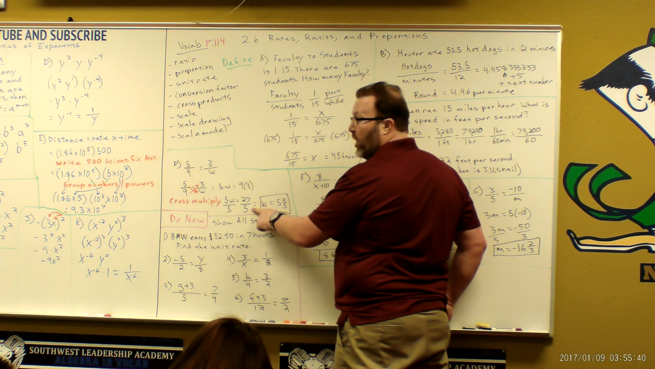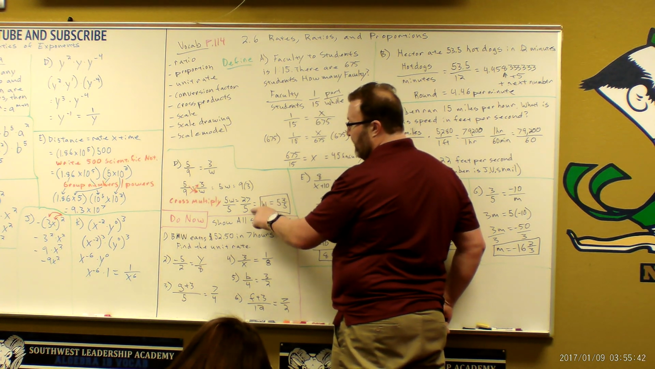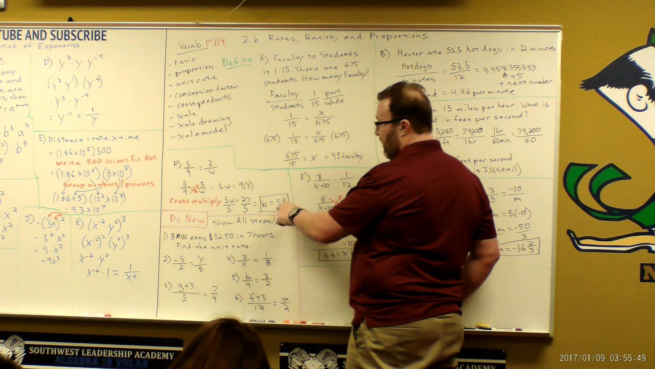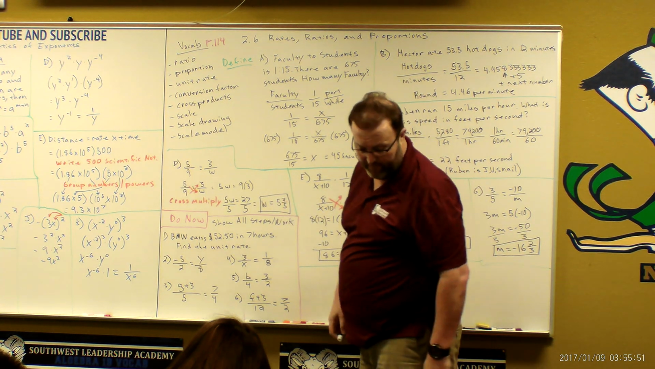Very good. We've got to turn it back into a proper mixed number. So we're going to take 27 divided by 5. 5 times 5 is 25. Subtracted from 27 is 2. So 5 and 2/5. Right?